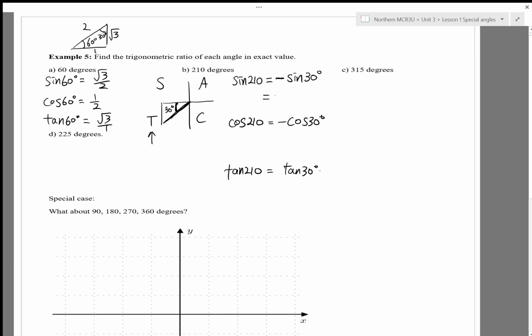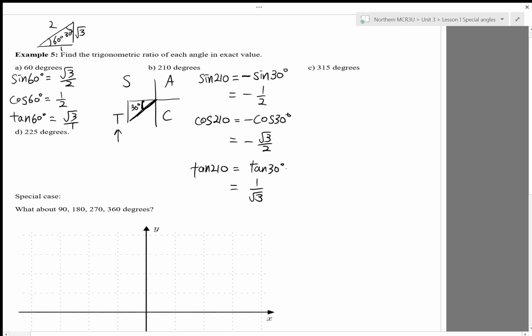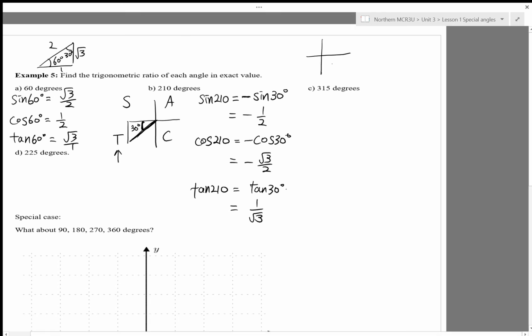Now this then becomes negative 1 over 2. This becomes negative square root of 3 over 2. This is then 1 over square root of 3. C and D, they are pretty much the same. So same way, 315 degrees is in the fourth quadrant, and I know that the reference angle, the angle between your terminal arm and the x-axis, is 45 degrees. So we then create sine 315, cosine 315, tangent 315.